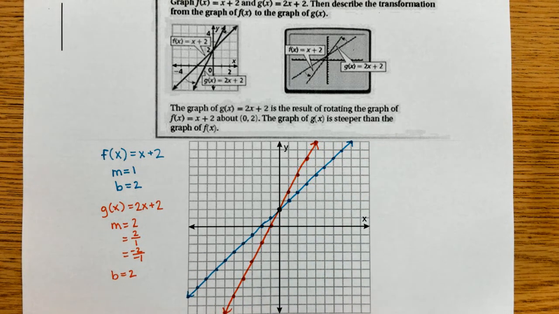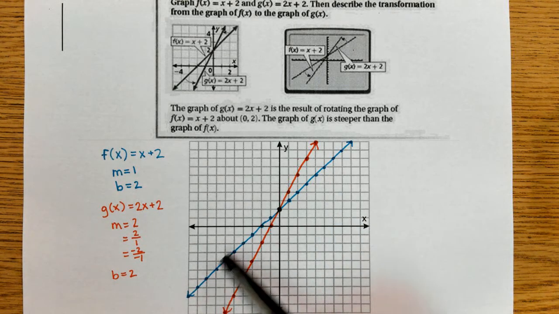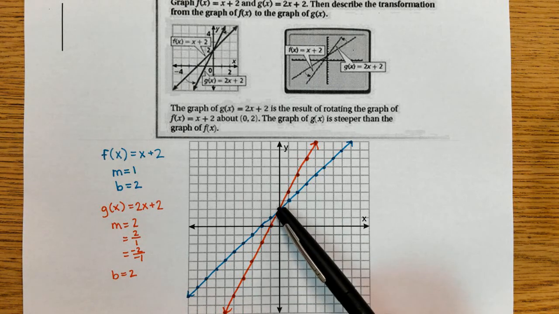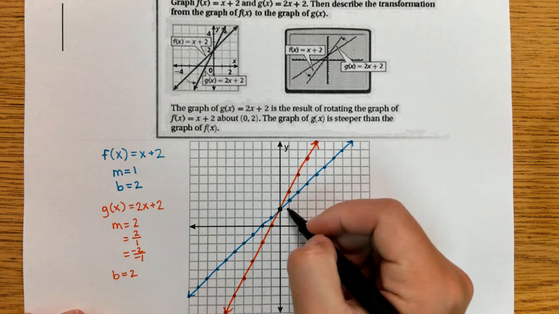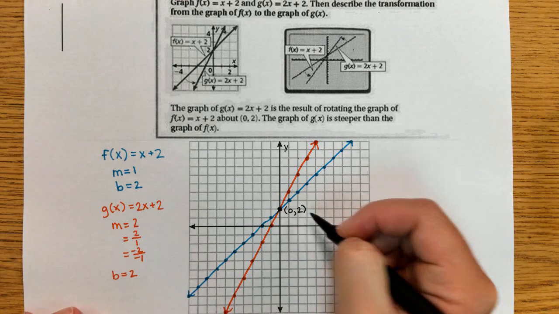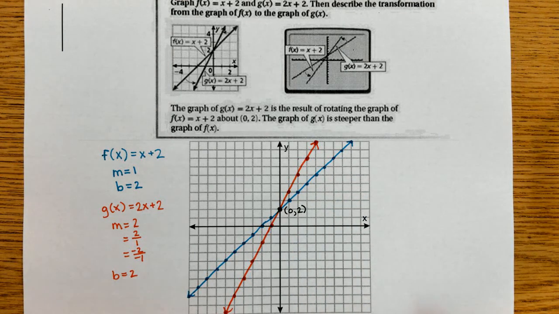So these are the two graphs of these functions. So we have f of x here in this blue, and then g of x. So what's happening here is they are rotating. They are still sharing this same point here. This is 0, 2. They have the same b, or the same y-intercept. So they're rotating the graph around this y-intercept. And then just to compare the slopes, g of x is steeper than f of x. So that is how you would look at example 2.